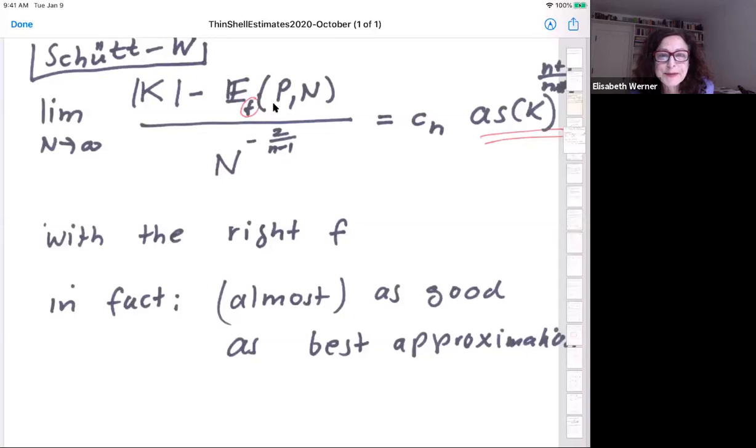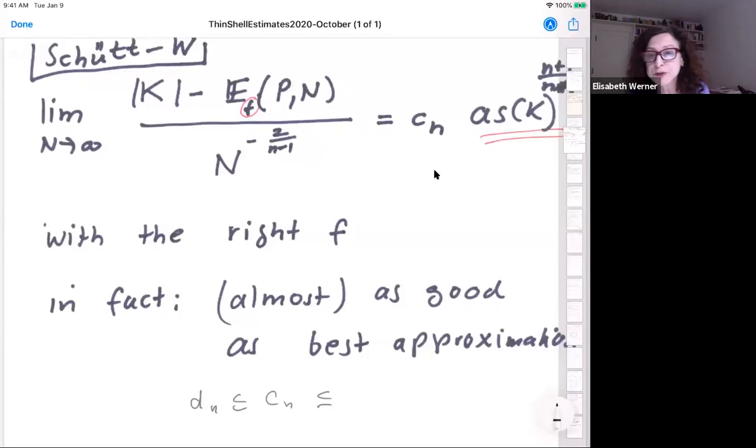So if I replace it by the best approximating polytope with n vertices, I look at exactly the same limit with exactly the same normalization. Then one can show that this limit also exists and gives another constant, say d_n, and again the affine surface area with the same power, n plus 1 over n minus 1. So the only difference between this random approximation result and the best approximation result is in this constant. And of course, because you have best approximation, the constant d_n is smaller or equal than c_n.